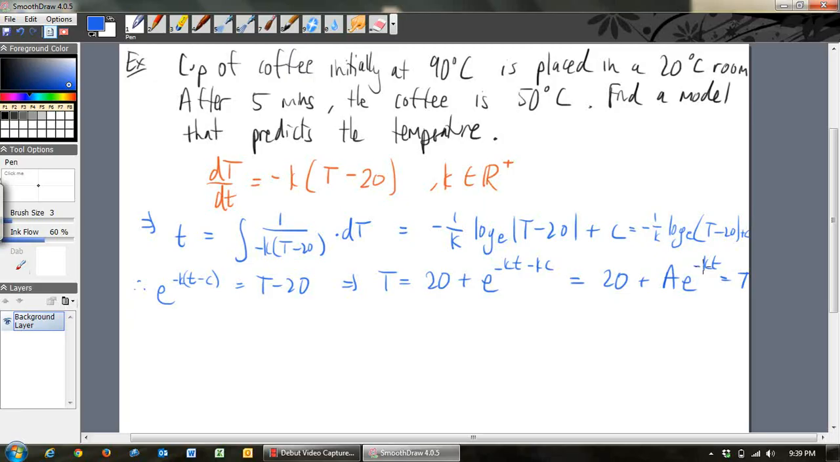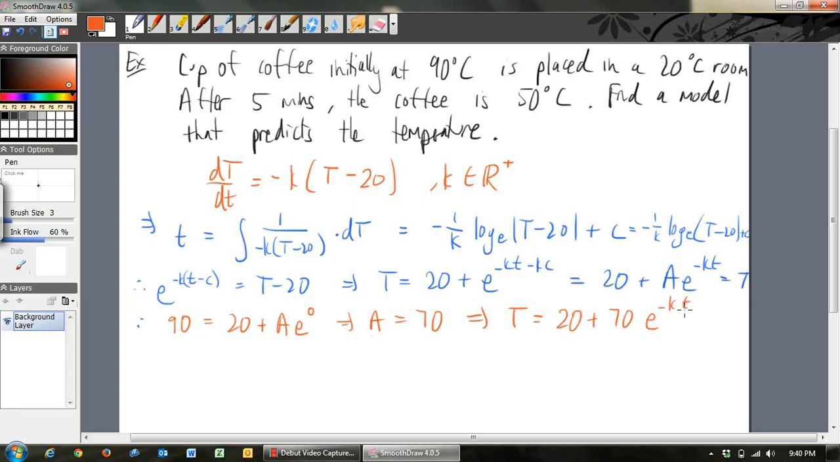Now we just have to find our constants A and k. So let's substitute in. Firstly, do your initial condition. Initially at 90 degrees, so when time is equal to 0, temperature is equal to 90. I'm doing different colours. Mix it up. 90 equals 20 plus A e to the power of 0. At time 0, that's just going to be 0 up there. e to the 0 is 1, so therefore A is equal to 70. This gives us our new temperature, equals 20 plus 70 e to the negative kt.